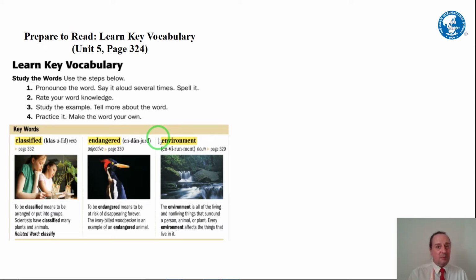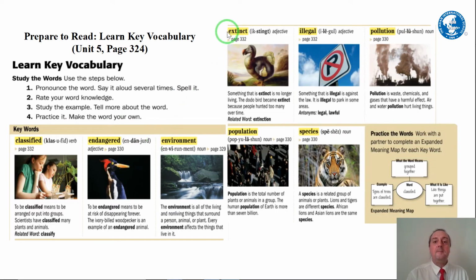environment. One more time. Environment. Okay. Next, extinct. Extinct. Next one is illegal. One more time. Illegal. The next one is pollution. One more time. Pollution. And here we have population. One more time. Population. And the next one, species.